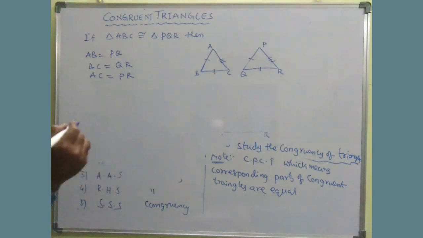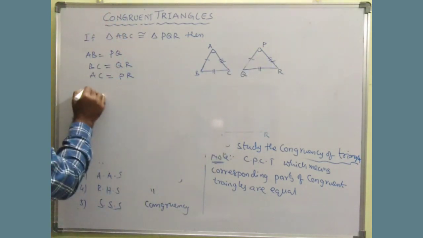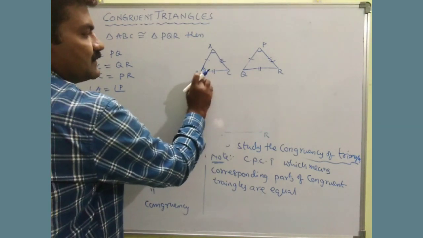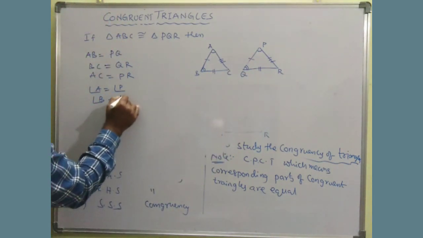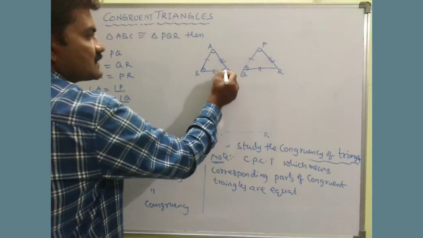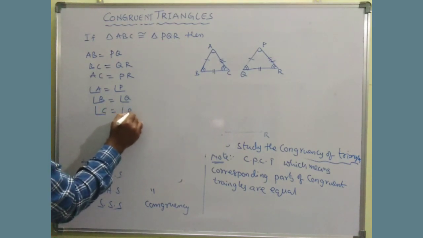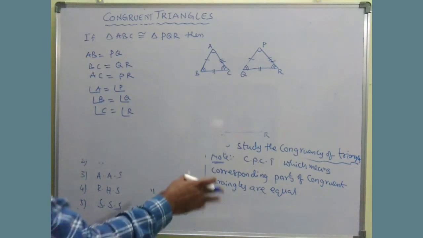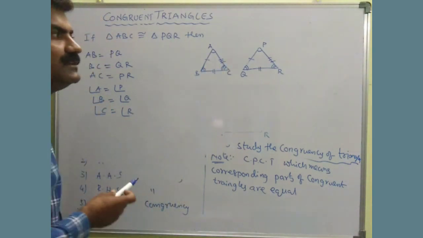Also, corresponding angles. See, angle A, corresponding angle will be angle P. So angle A is equal to angle P. And if it is angle B, then the corresponding angle will be Q. Angle B is equal to angle Q, as well as angle C is equal to angle R. So this is what we denote as corresponding parts of congruent triangles are equal. Corresponding sides are equal. Corresponding angles are also equal.